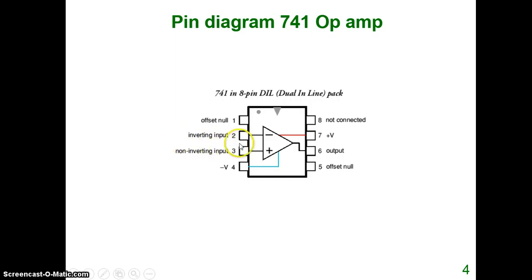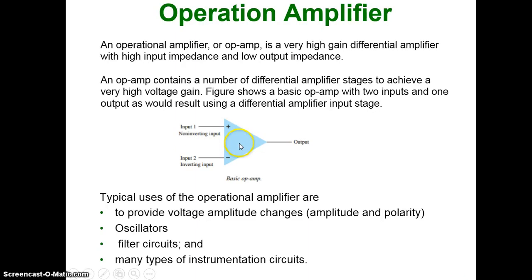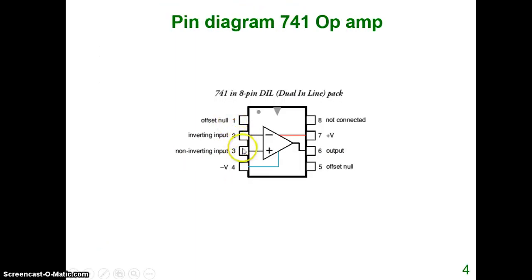So pin number 2 and 3 of the operational amplifier are the inverting and non-inverting inputs. Now your output is pin number 6. Now what else was there? You have a plus power supply and a minus power supply. Pin number 4 is the minus power supply. Pin number 7 is the plus power supply.